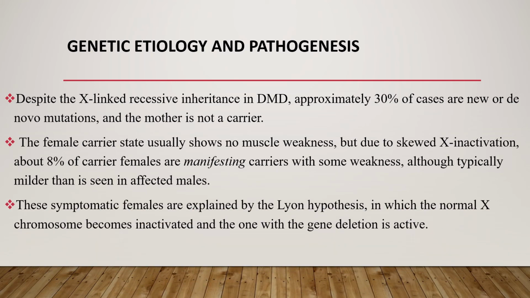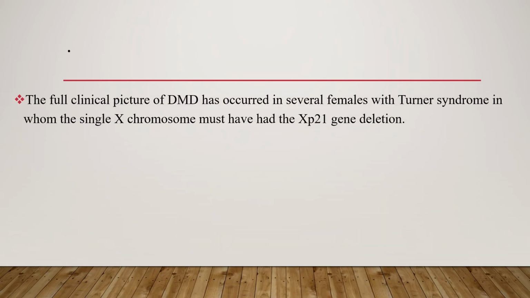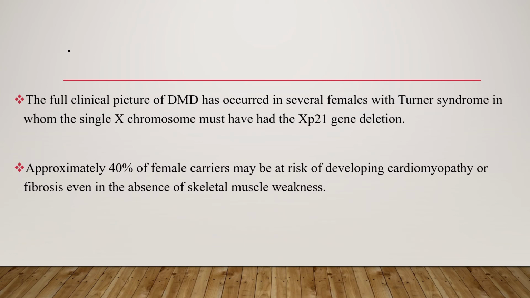The symptomatic females are explained by the Lyon hypothesis, in which the normal X chromosome becomes inactivated and the one with the gene deletion is active. The full clinical picture of Duchenne muscular dystrophy has occurred in several females with Turner syndrome, in which the single X chromosome must have a deletion of the gene on the short arm. Approximately 40% of female carriers might be at risk of developing cardiomyopathy or fibrosis, even in the absence of skeletal muscle weakness.